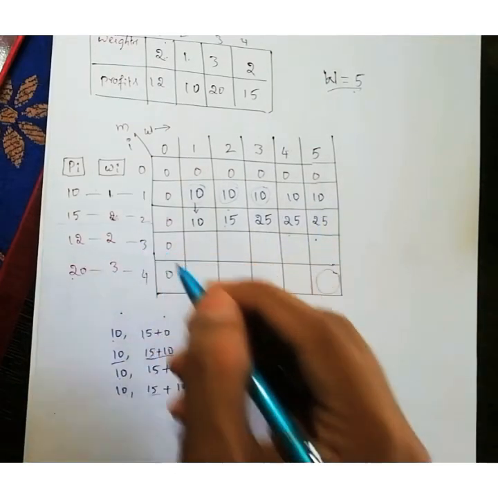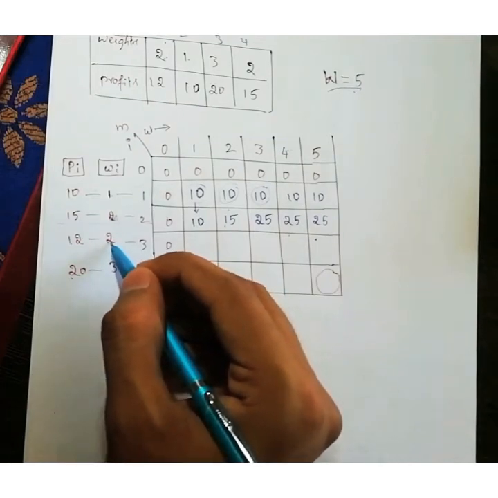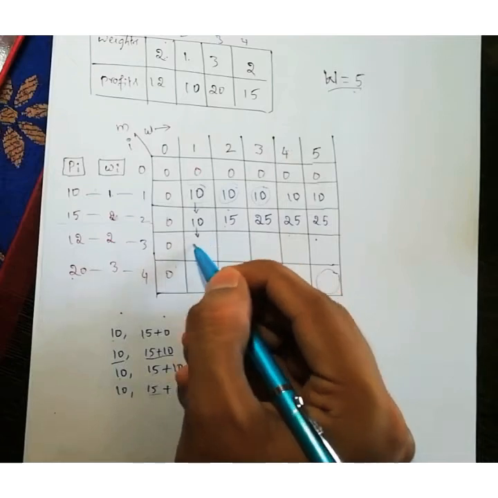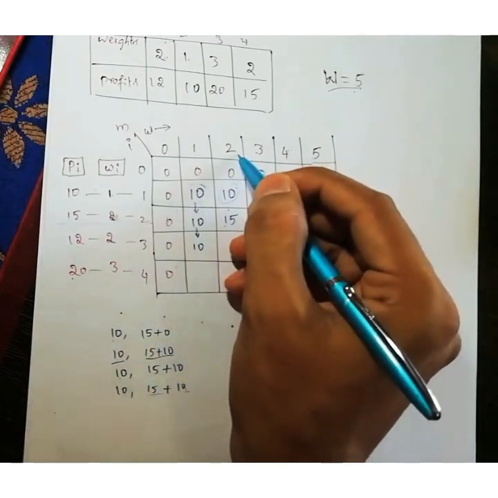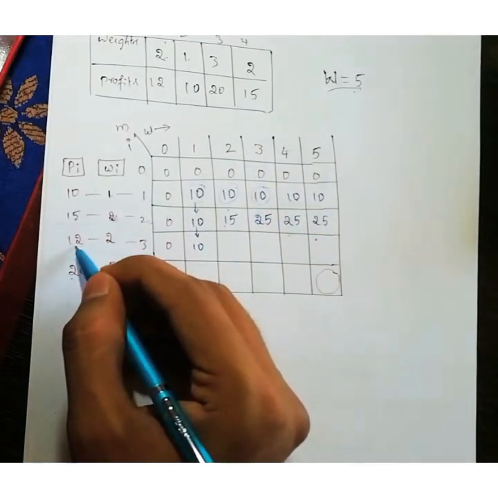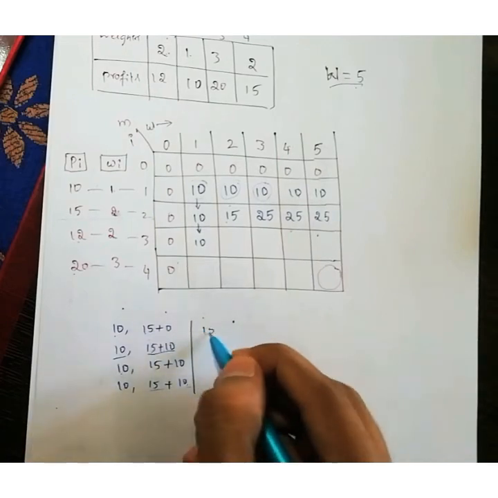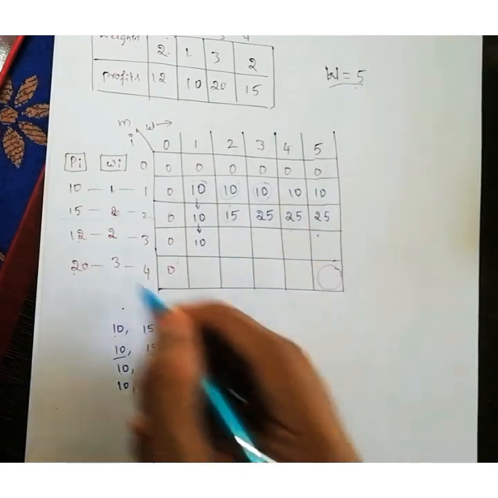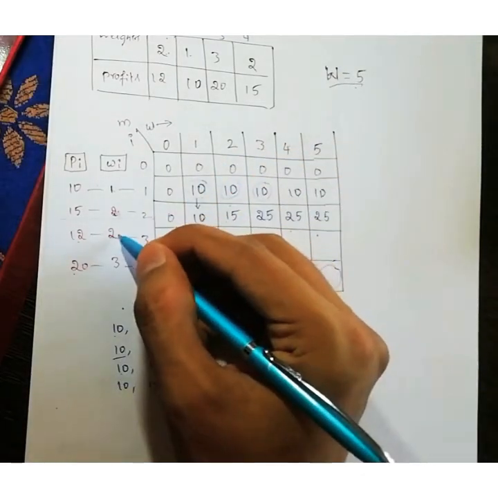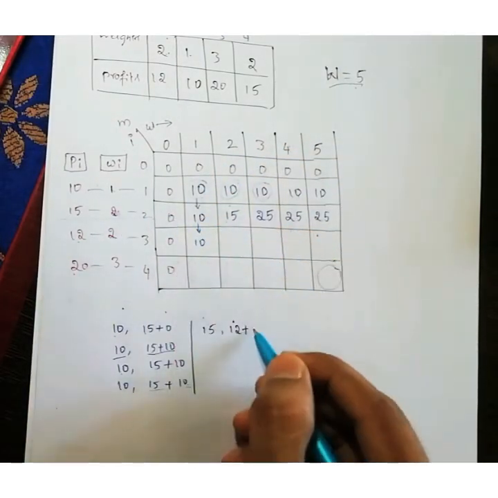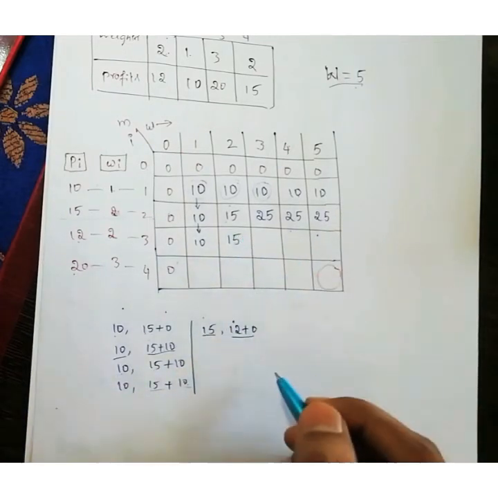In the same way, next row also. Can I insert 2 kgs item in 1 kg bag? No. That means carry the same thing. Next, can I insert 2 kg item in 2 kg bag? Yes, I can insert. And what is the profit here? 12. But previous row profit is 15. So I have to compare both. That is, I have to compare this 15 with this profit plus, so 2 minus 2, that is 0th column of the previous row, that is 0. So which one is the maximum, 15 or 12? 15. So I will select 15 now.